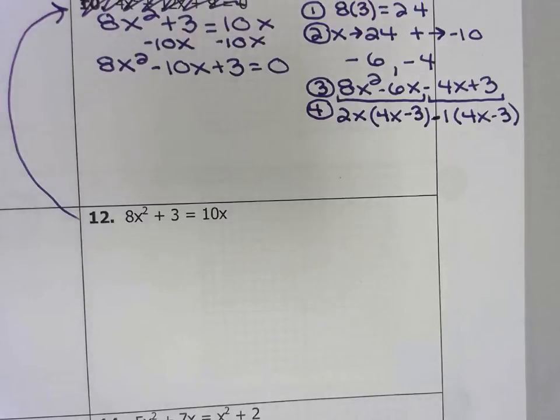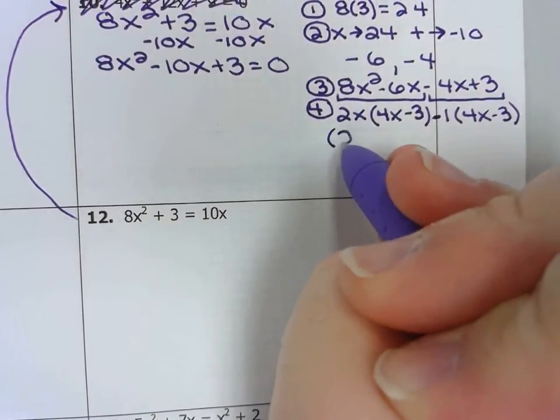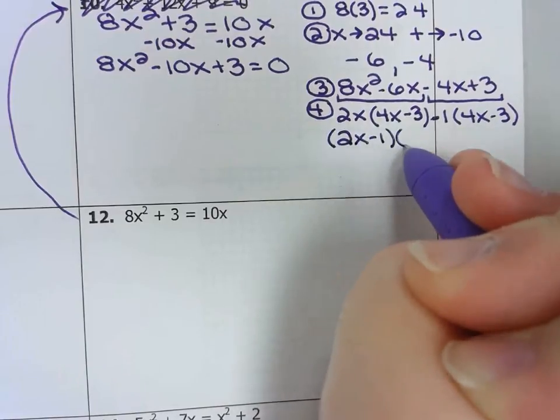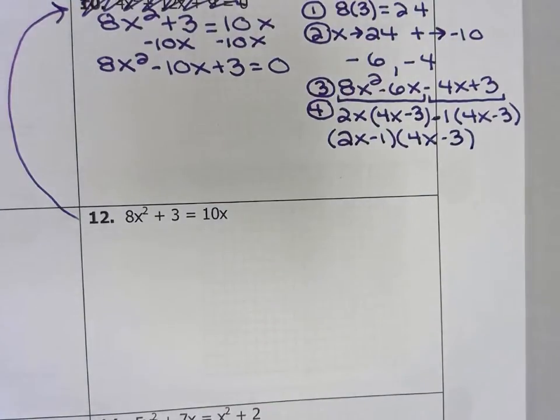Now, is this the final factored form? No. How do I write my final answer? Take what's outside the parentheses and put it in its own parentheses. So 2x minus 1 goes in one parenthesis, and the two things that are the same in the parenthesis go in your other one, 4x minus 3.